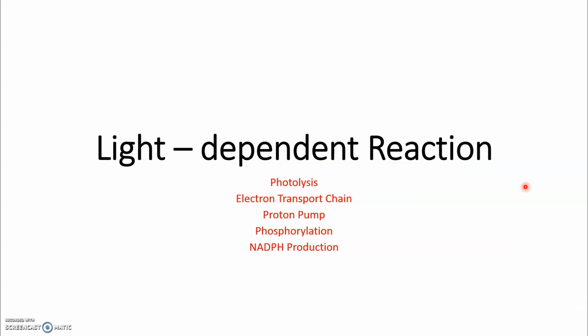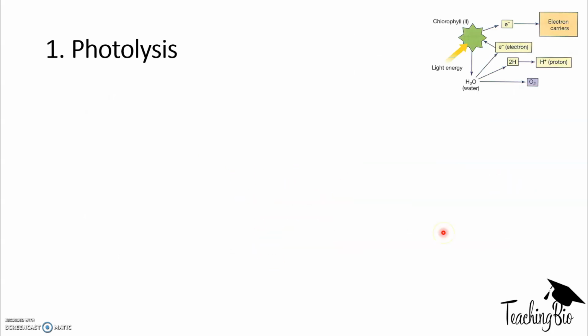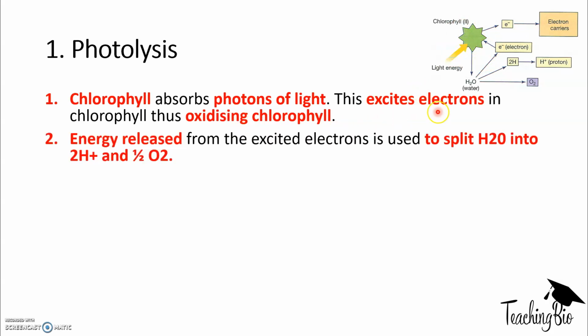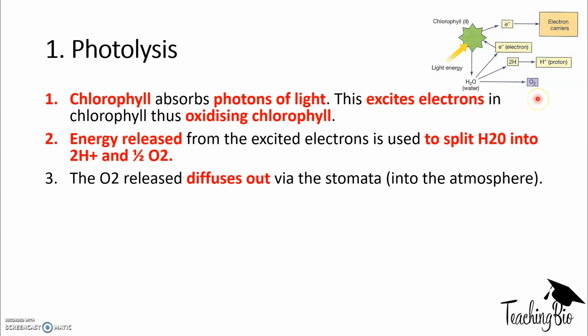So we're going to look at the light dependent reaction first, which is split into these steps. First step is photolysis. So here's a chlorophyll molecule. What will happen is the chlorophyll will absorb photons of light, and the chlorophyll molecule contains electrons. When it absorbs photons of light, it oxidizes the chlorophyll, and that excites the electrons in there. Because they're excited, they get released to a high energy level, and then the energy that is released from here will be used to split water into 2 protons and half of oxygen.